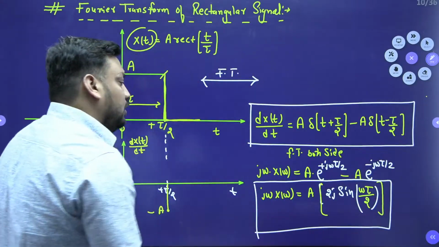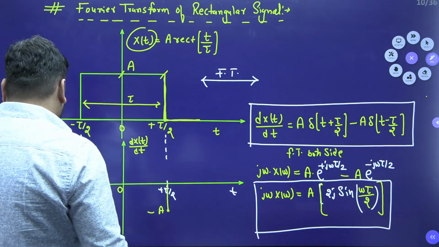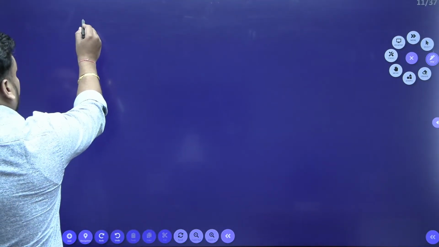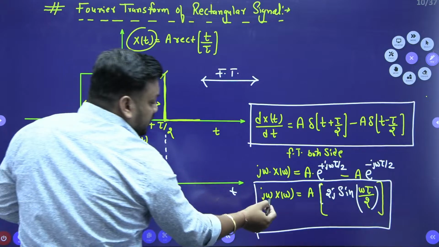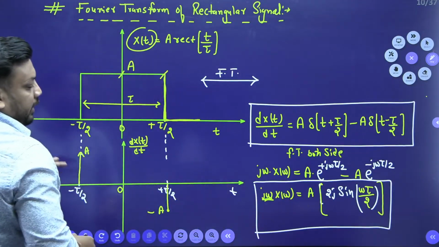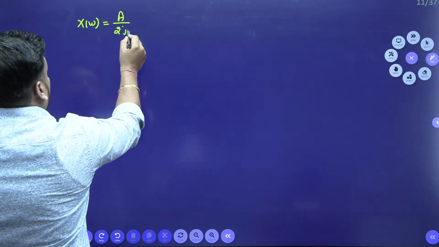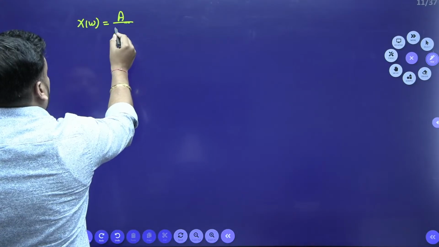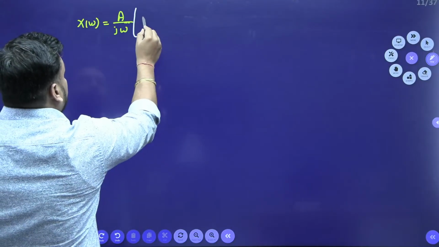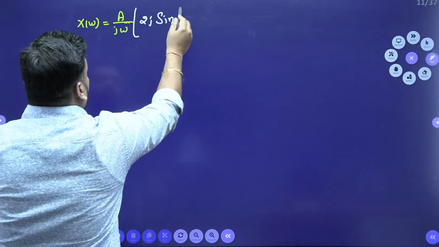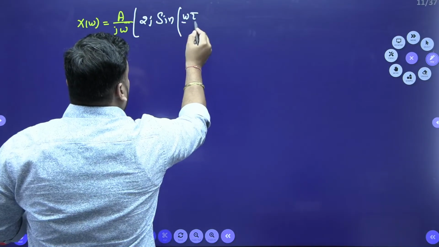We will do some modification because we have the opportunity to convert this function into sampling form. Right now the expression is, now I am cross multiplying j omega also. So X(omega) equals what? The j omega term cross multiplies to the right side, so it is A upon j omega, and 2j inside the bracket. What do we have inside the bracket? We have 2j into sine of omega tau by 2.